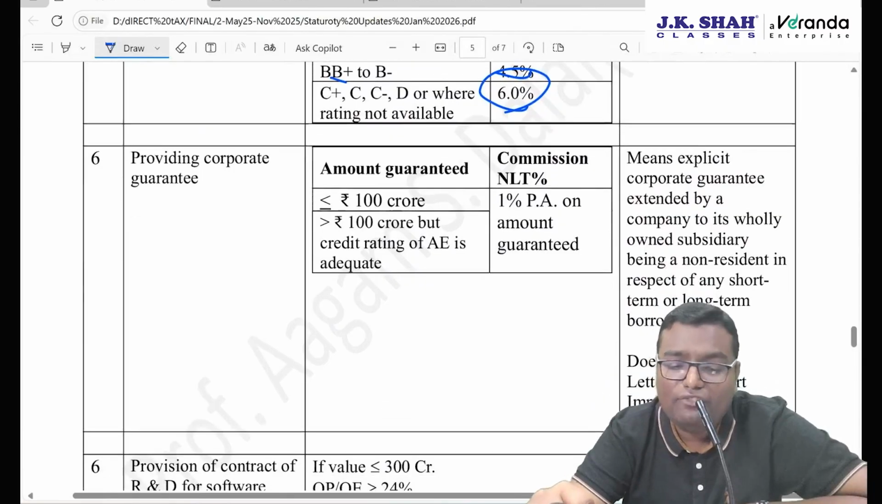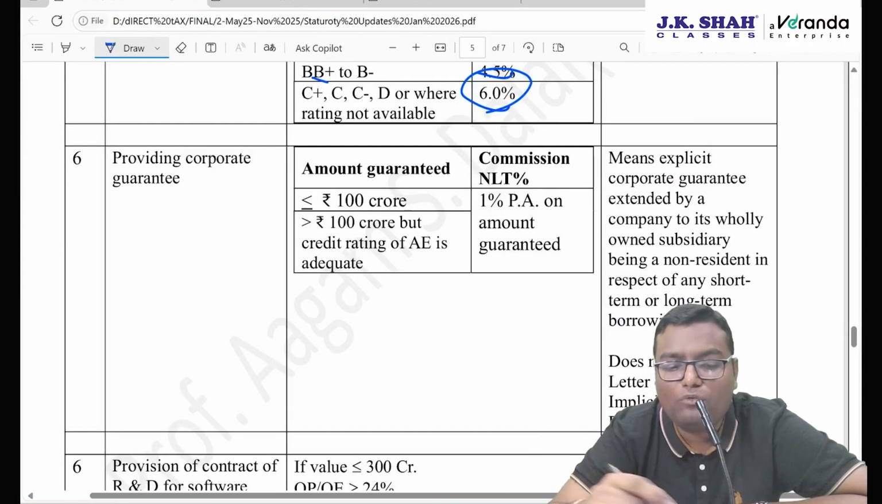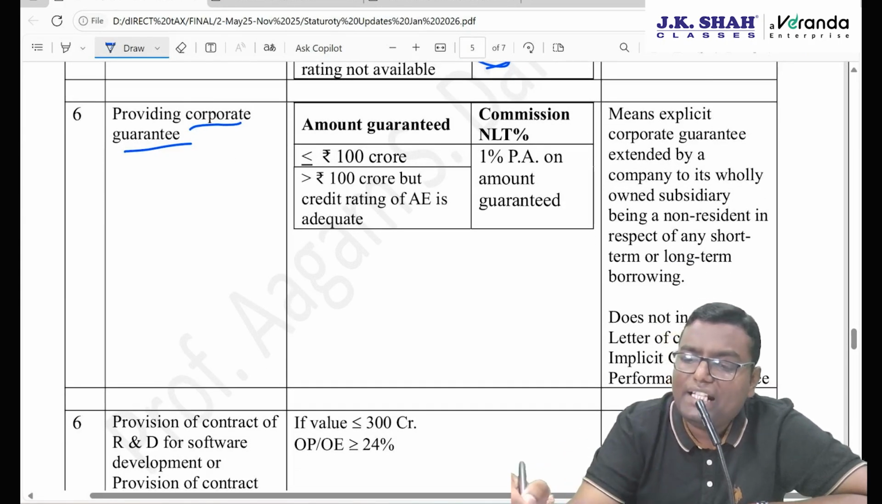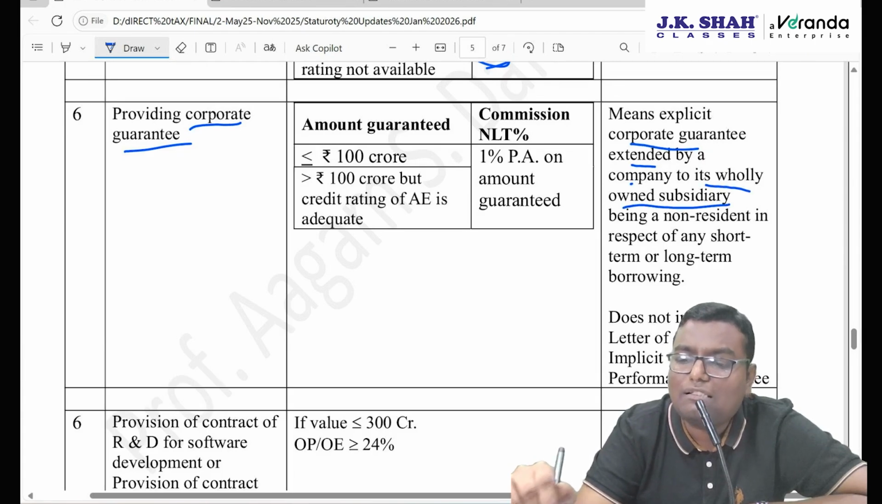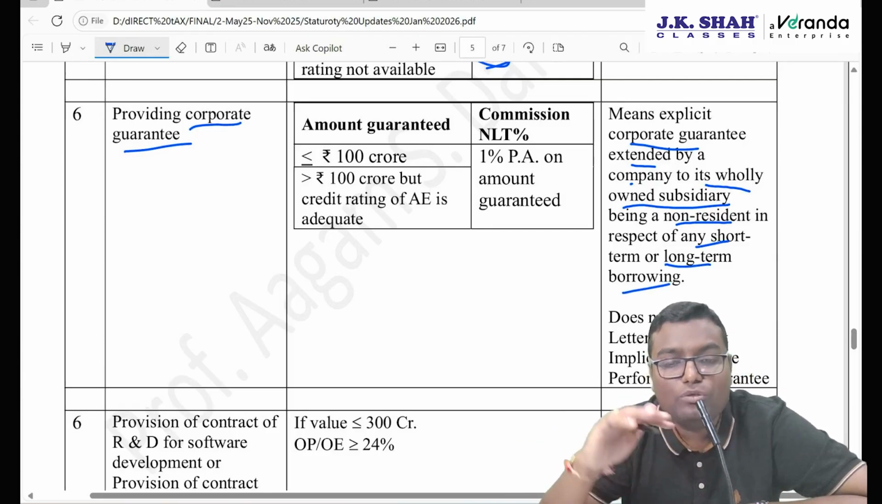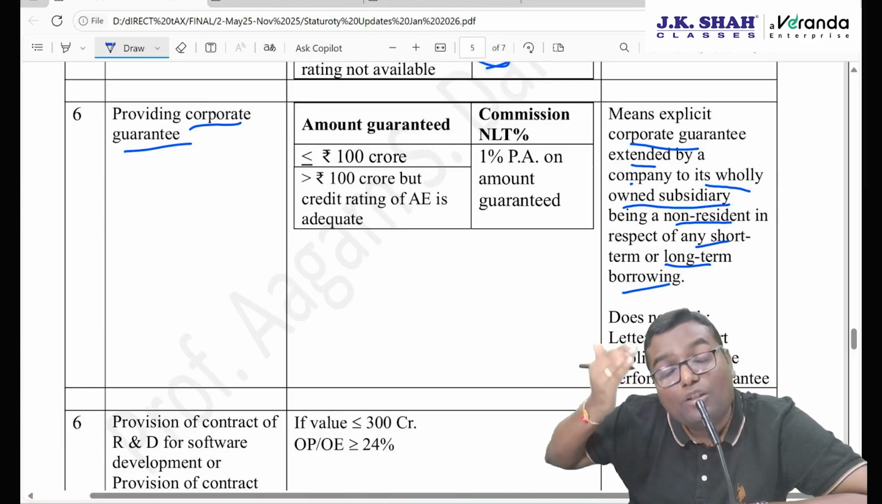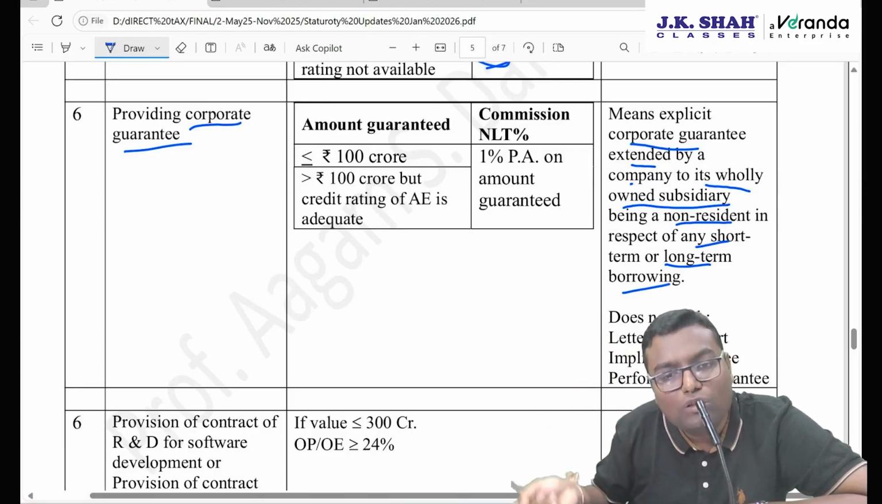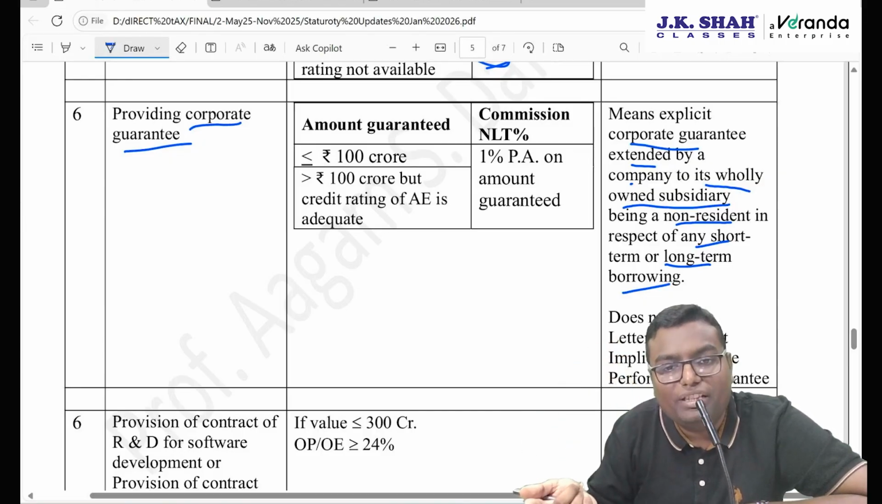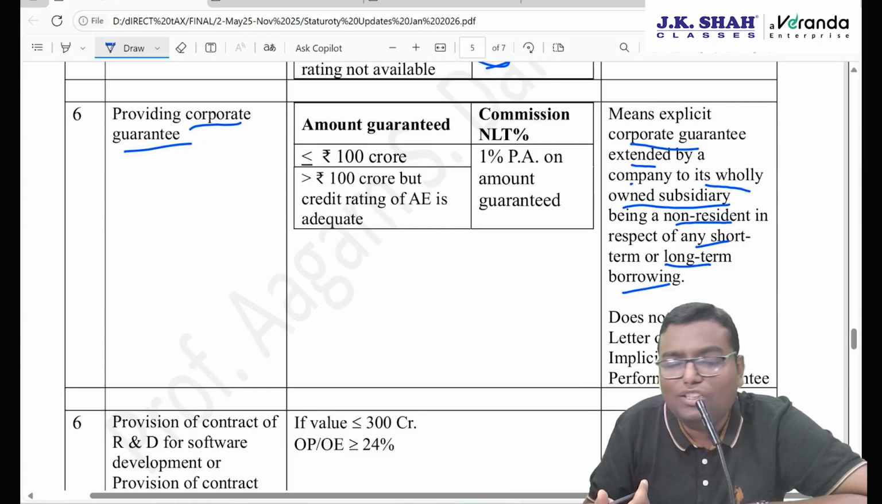Then, what if you are an enterprise which is providing corporate guarantee to your associated enterprises? Now, what does that corporate guarantee mean? Corporate guarantee means explicit corporate guarantee extended by a company to its wholly owned subsidiary, being a non-resident, for any short-term or long-term borrowing. So you are a holding company in India. You have a wholly owned subsidiary outside India. That wholly owned subsidiary outside India is taking a loan somewhere, either short-term or long-term, and you are a guarantor for that particular company.